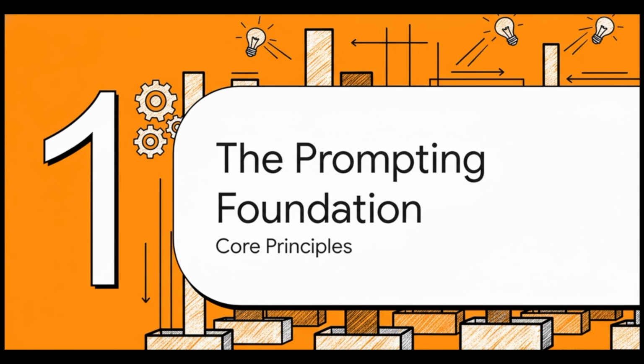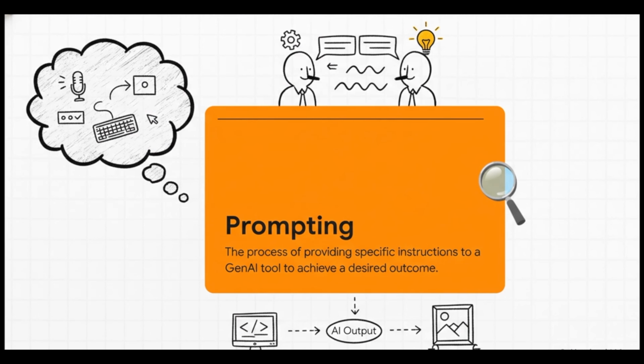Okay, so let's start with the absolute basics. To build great prompts, you really need a core structure that you can fall back on every single time. First off, let's make sure we're all on the same page. What is prompting, really? Well, it's just the art and science of giving an AI super specific instructions to get what you want, whether that's text, an image, or even code. Think of it like a conversation, except you're the one who has to lead.